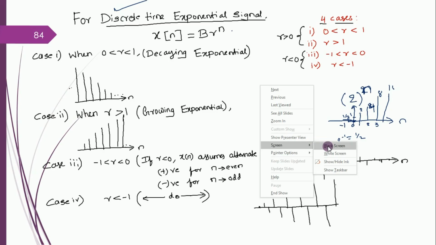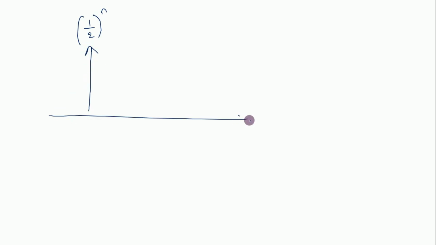Okay, and similarly, if I consider 1 by 2 raised to n, how does it vary? 1 by 2 raised to n. If I plot the graph across n, 0, 1, 2, 3, 4, 5, 6, here I'll take 1 or 2 values. So what happens?